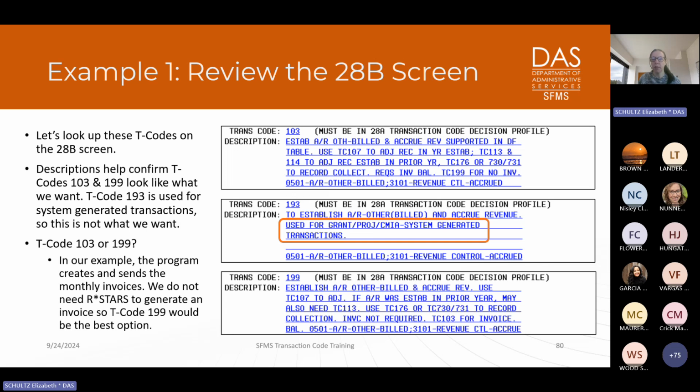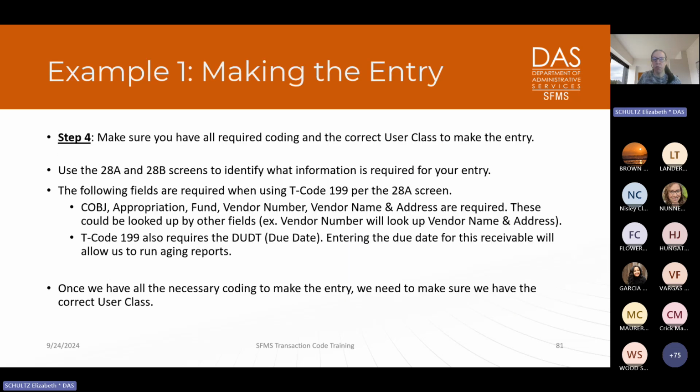In our example, it said that the program creates and sends the monthly invoices. So they have already done that work. So we don't need RStars to generate an invoice for these. So we can use the one that's no invoice, T-code 199 for this example. I mean, you could use T-code 103. It would record to everything you need in the system. It would just create an invoice that we don't need. So let's go to the next slide and move to step 4.